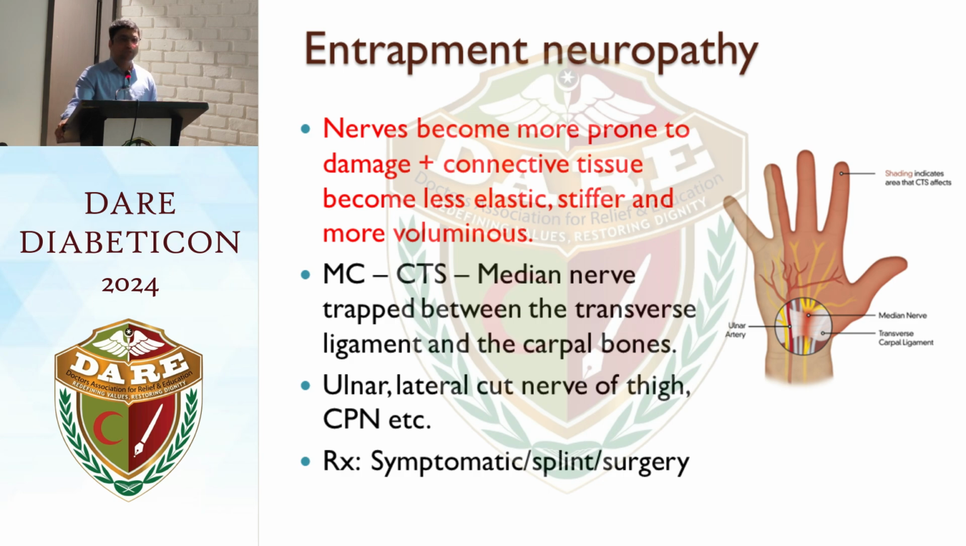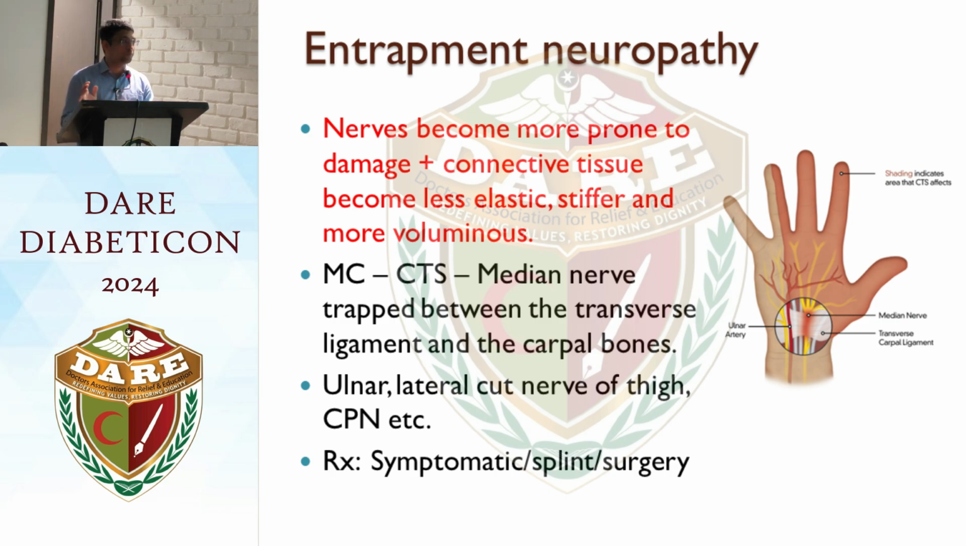Coming to entrapment neuropathy, the commonest example here is carpal tunnel syndrome. That means paresthesias of the hand, with which the patient comes to us. The reason why it is so common in diabetics is that the nerve becomes more prone to damage because of the basic pathophysiology we discussed. Apart from that, the connective tissue becomes less elastic, stiffer and more voluminous, which will lead to compression on the nerves, which are more prone to get compressed.